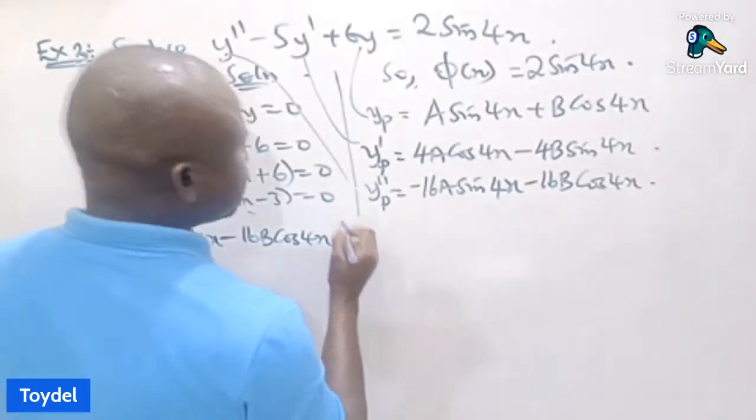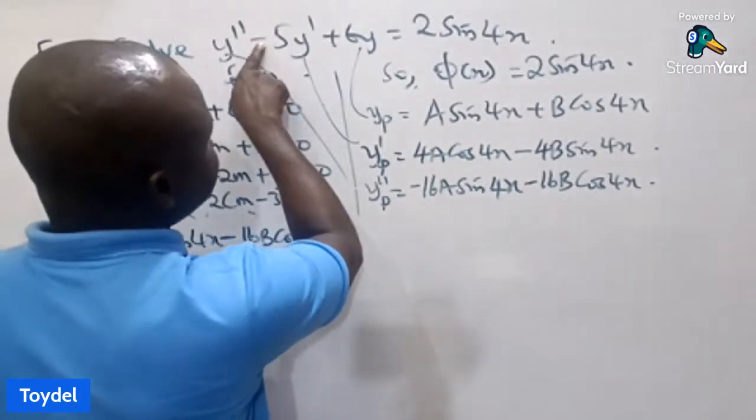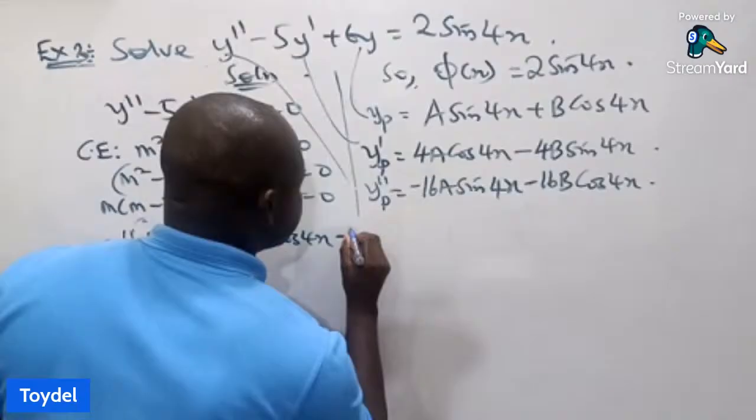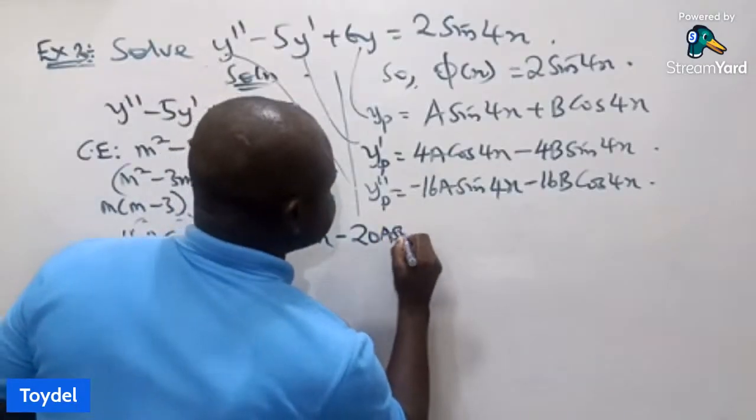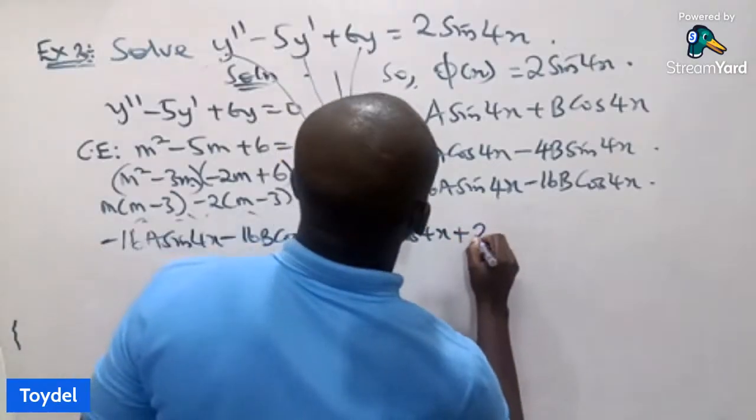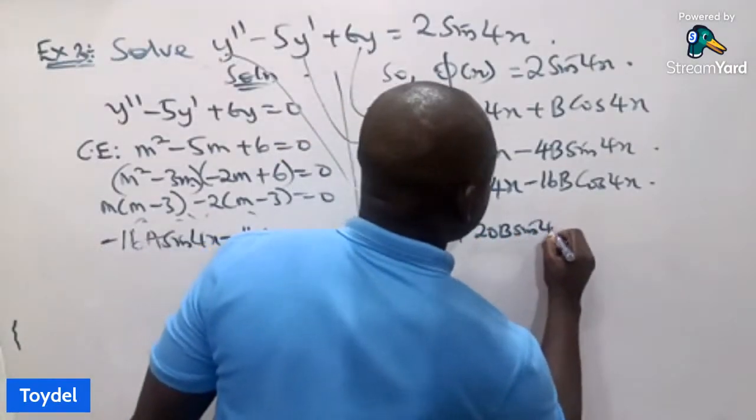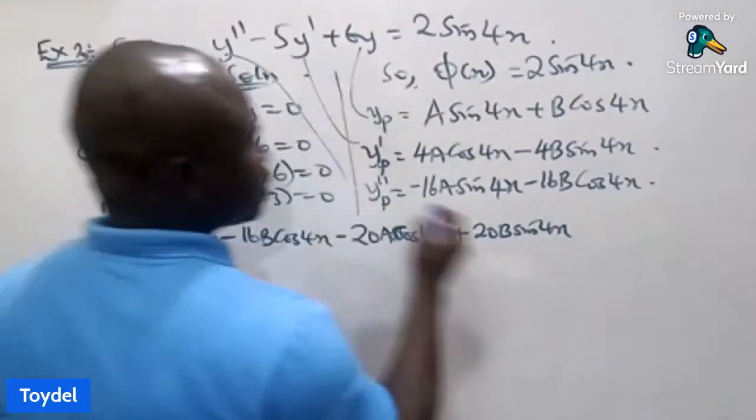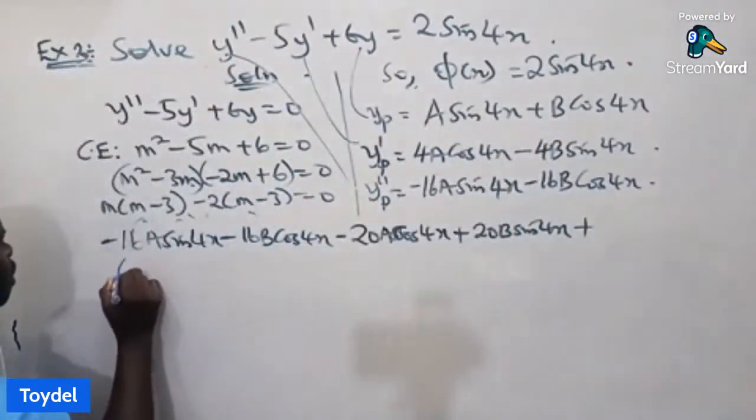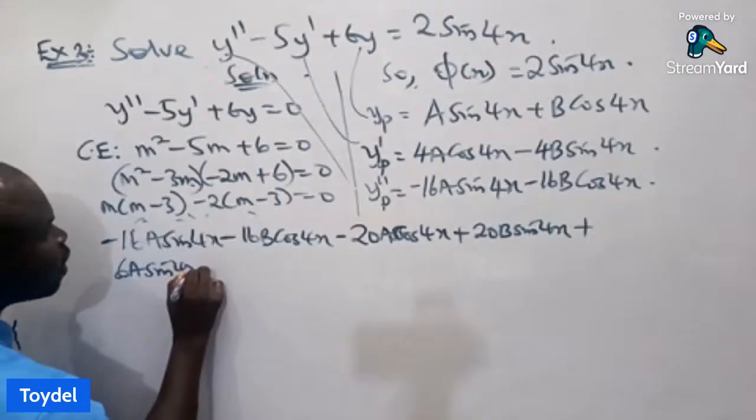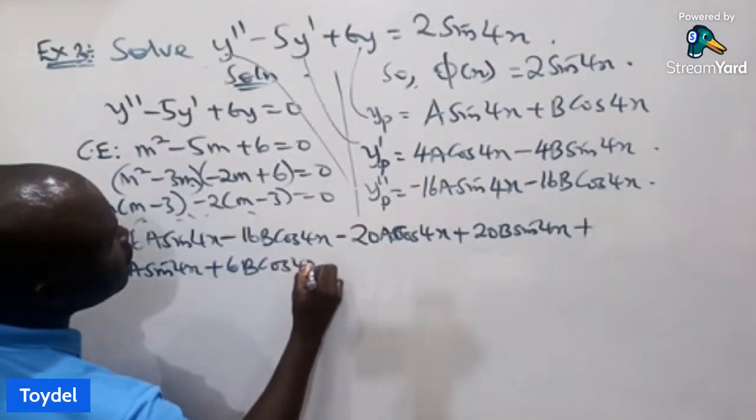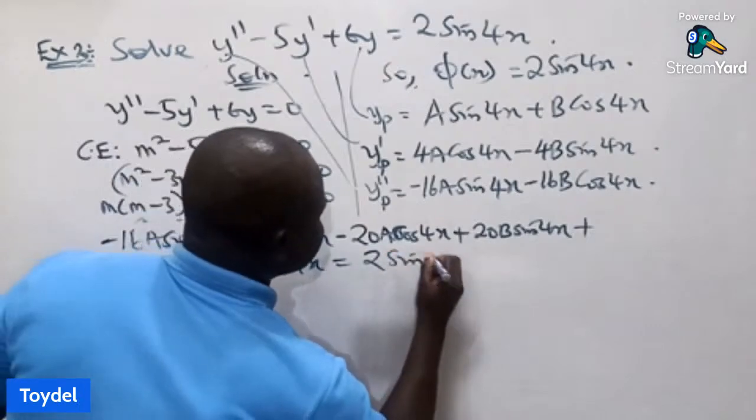Then minus 5. I want to use 5 to multiply this straight away. Minus 5 times 4a cos 4x is minus 20a cos 4x, and minus 5 times minus 4b sine 4x is plus 20b sine 4x. I'm just doing the multiplication directly. Plus, in this case, I'm going to use 6 to multiply everything here: plus 6a sine 4x plus 6b cos 4x. Everything equal to 2 sine 4x.